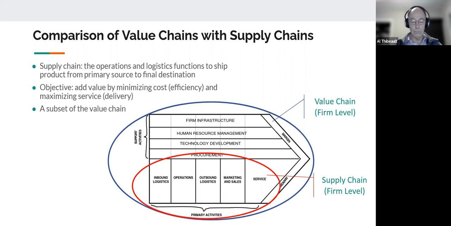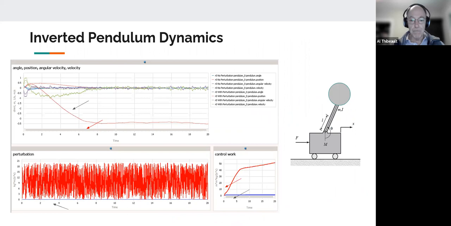Let me put together an analogy to contrast value chain and supply chain. There's a classic electrical engineering problem called the inverted pendulum, a dynamic control problem, which is exactly what system dynamics is all about. You see an upside-down pendulum. For today's analogy, the mass on the end of the pendulum is the product we're trying to ship. The cart is riding on some rails, so in this model it's a two-dimensional problem.